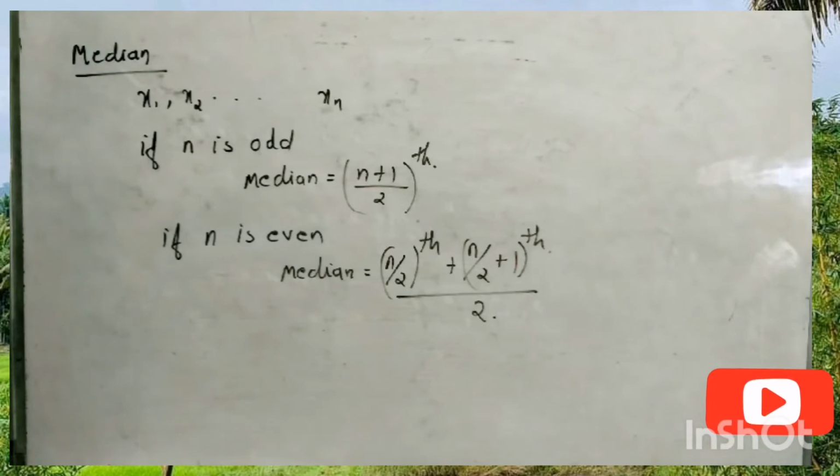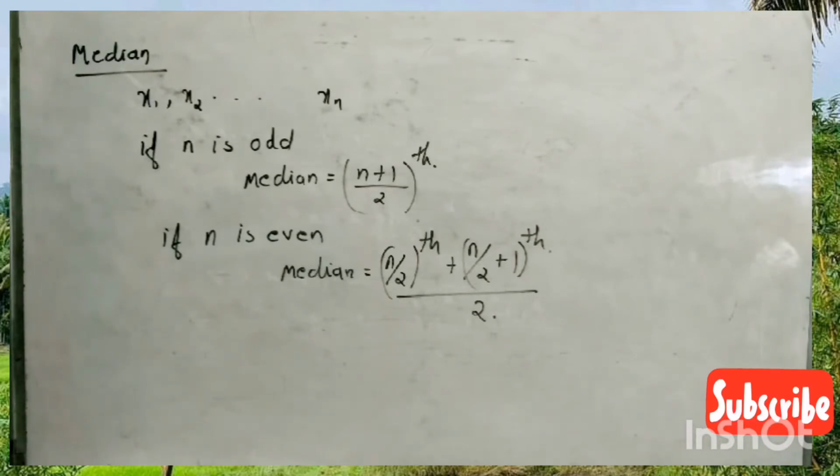So if you have n observations, let it be x1, x2, etc., xn, and if you want to find out the median of these observations, first we need to arrange all these observations in ascending or descending order. After, if n is odd, median is equal to (n plus 1) by 2th observation, and if n is even, then median is equal to n by 2th observation plus n by 2 plus 1th observation, all divided by 2, or the average of n by 2th and n by 2 plus 1th observations.